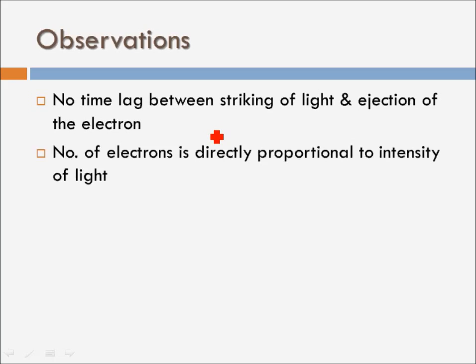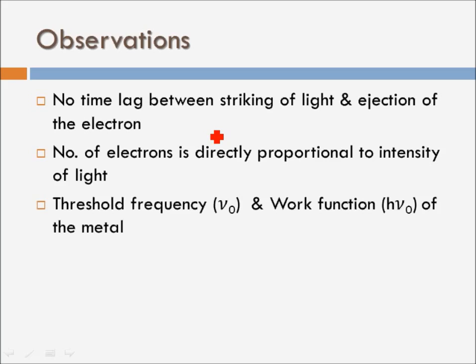The number of electrons is directly proportional to the intensity of light. We have already seen what we mean by intensity of light. Greater intensity means a greater number of photons. So here they are saying that if a particular light is going to eject the electrons, then the number of electrons ejected will be proportional to the intensity of that incident light.